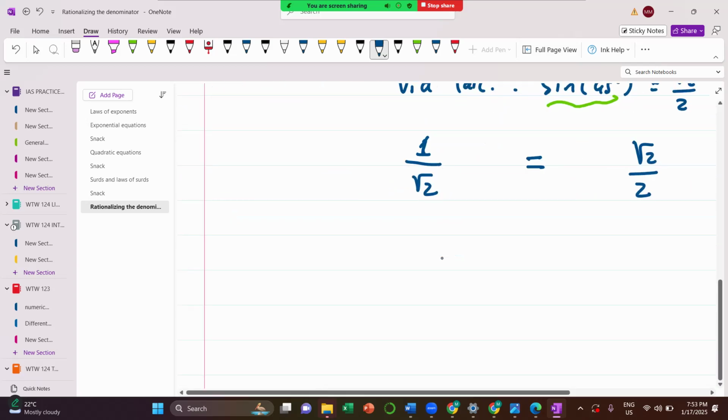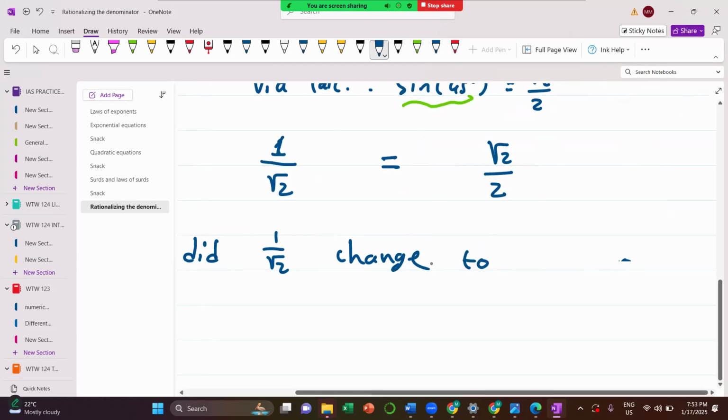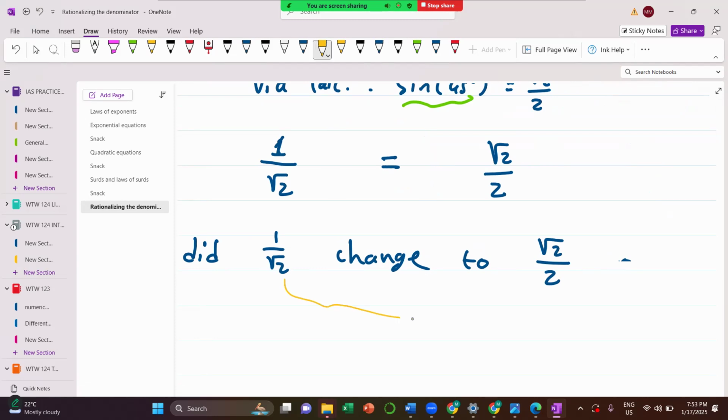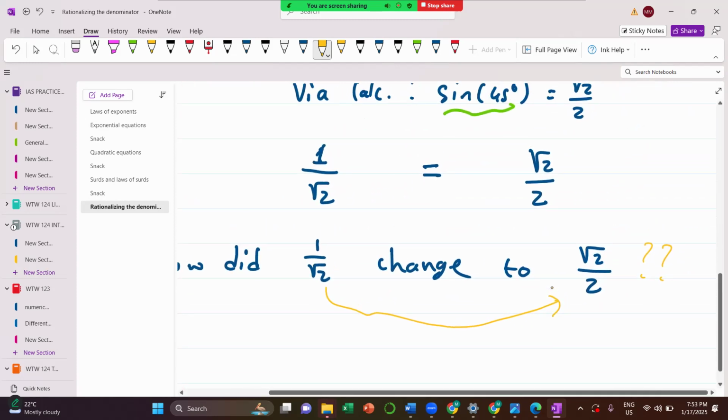So the question that we can ask is, how did 1 over root 2 change to square root of 2 over 2? When we do it by a diagram, we get this, but in a calculator, we get this. So how did this change to that? That's the question that you may be asking yourselves right now.